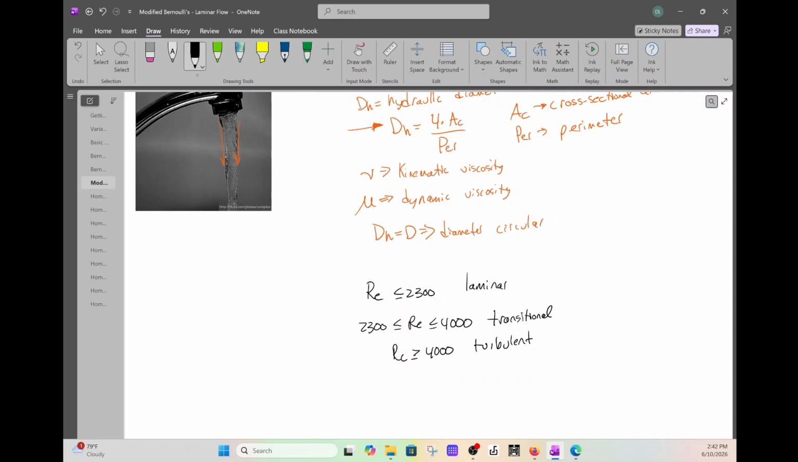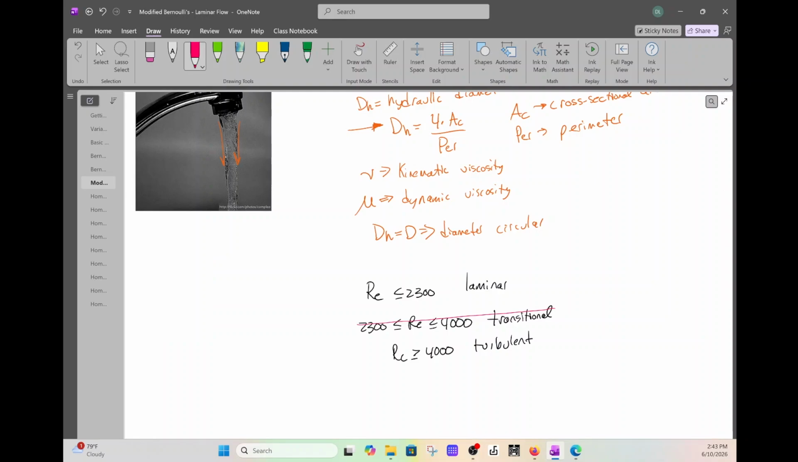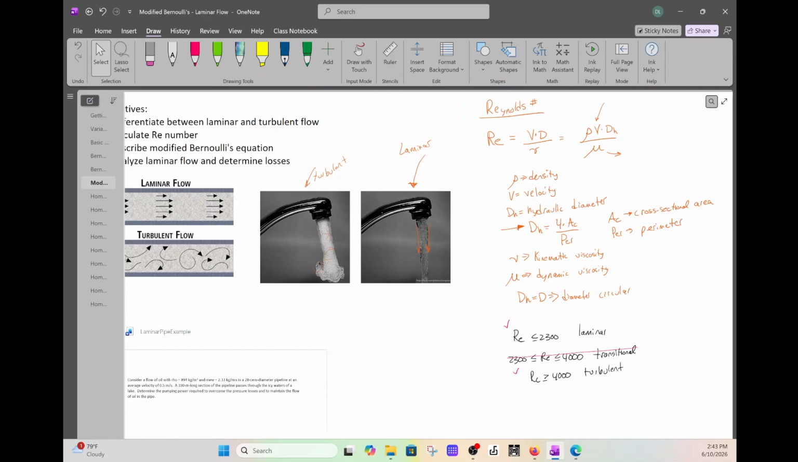Pretty much, we kind of avoid the transition region because it's really hard to analyze. Over the years, we have equations for laminar and turbulent, and so we're going to go with one of those. All right. So we've talked about what laminar flow looks like. We talked about what turbulent flow looks like. We're using a Reynolds number, which is non-dimensional and deals with inertia, velocity over viscous forces, to determine if it's laminar or turbulent.